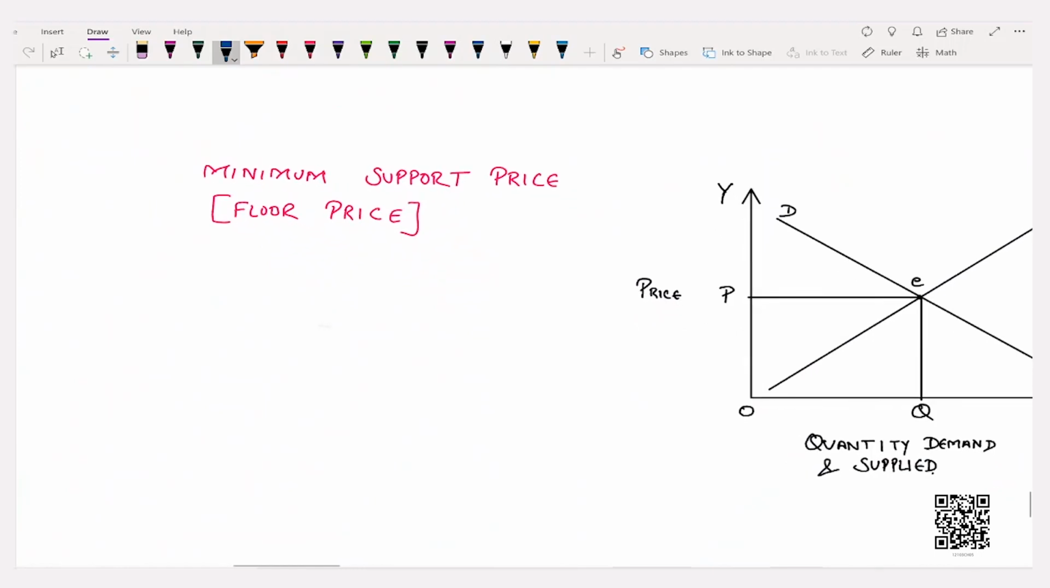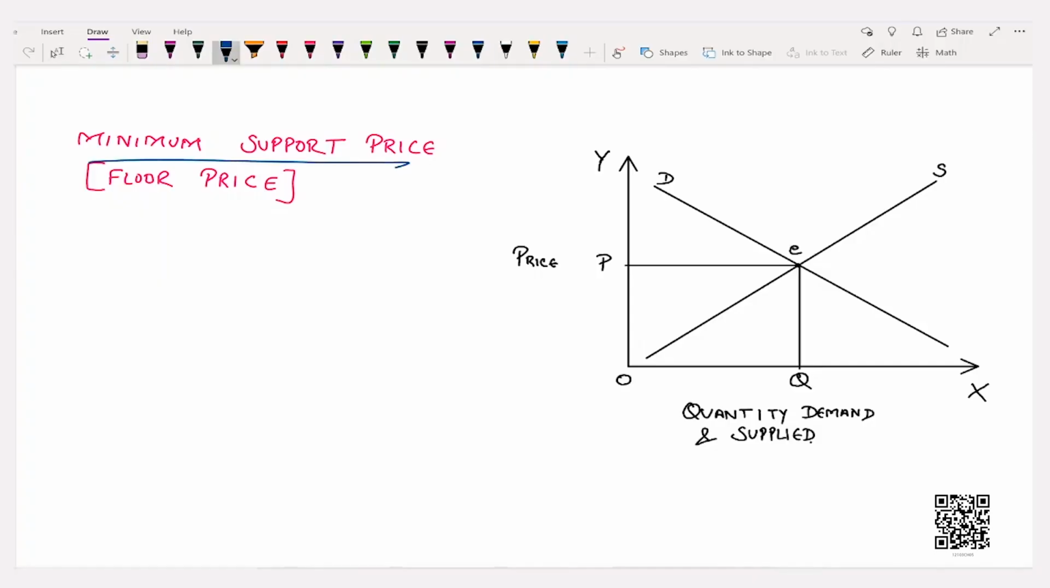So, under maximum price ceiling, we study a case where the government sets a price below the equilibrium price. This is in the benefit of the consumers. Moving ahead, we have another concept, which is minimum support price. The government is there to benefit consumers as well as producers. So, for benefiting consumers, the government tries to set a price lower than the equilibrium price. But for benefiting producers, the government sets a price which is more than the equilibrium price.